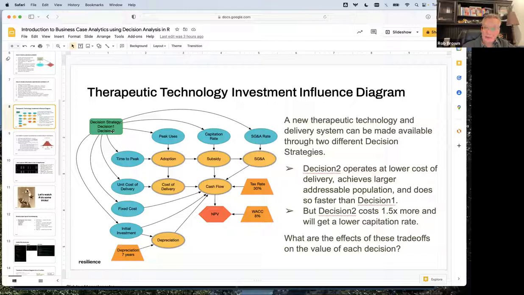We've already identified the two decision strategies. So we have identified our objective. We've identified the strategies or the decisions that need to be made. Now we've also identified the uncertainties that might frustrate our ability to create value. So one of the first key uncertainties would be, how much will that initial investment really cost us?